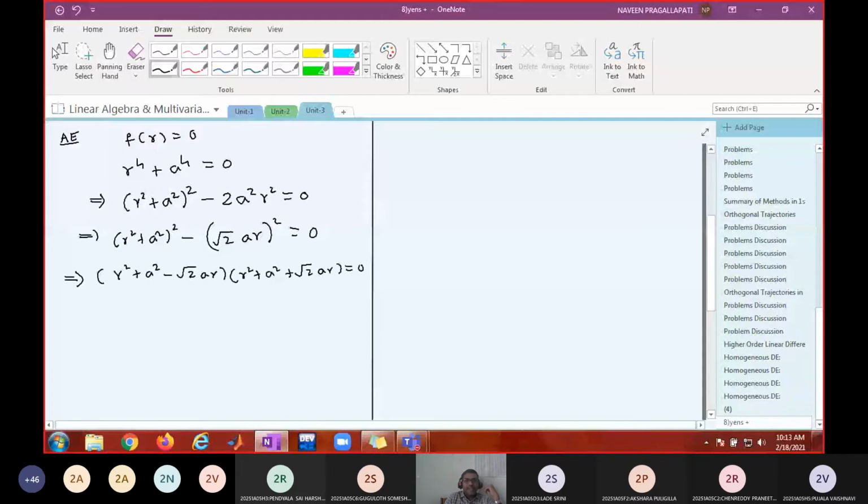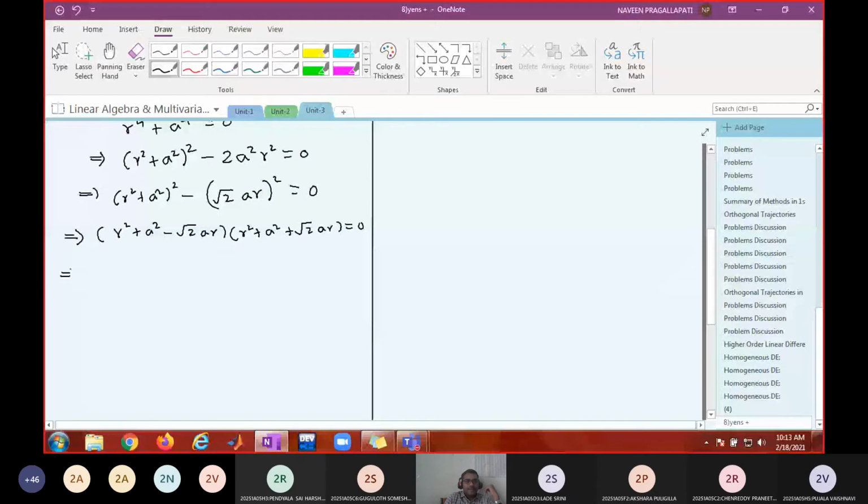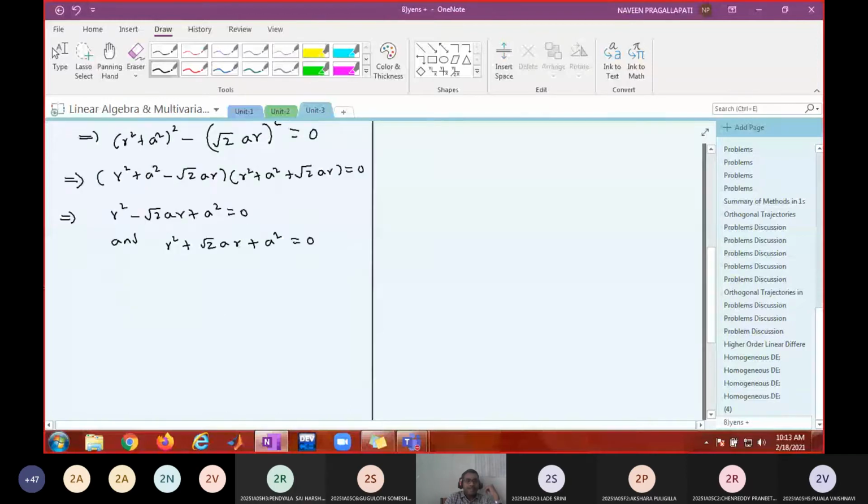Now you got two quadratic equations. Each quadratic equation will give two roots. So totally we find four roots. Use your discriminant formula and find out the roots of each quadratic equation.